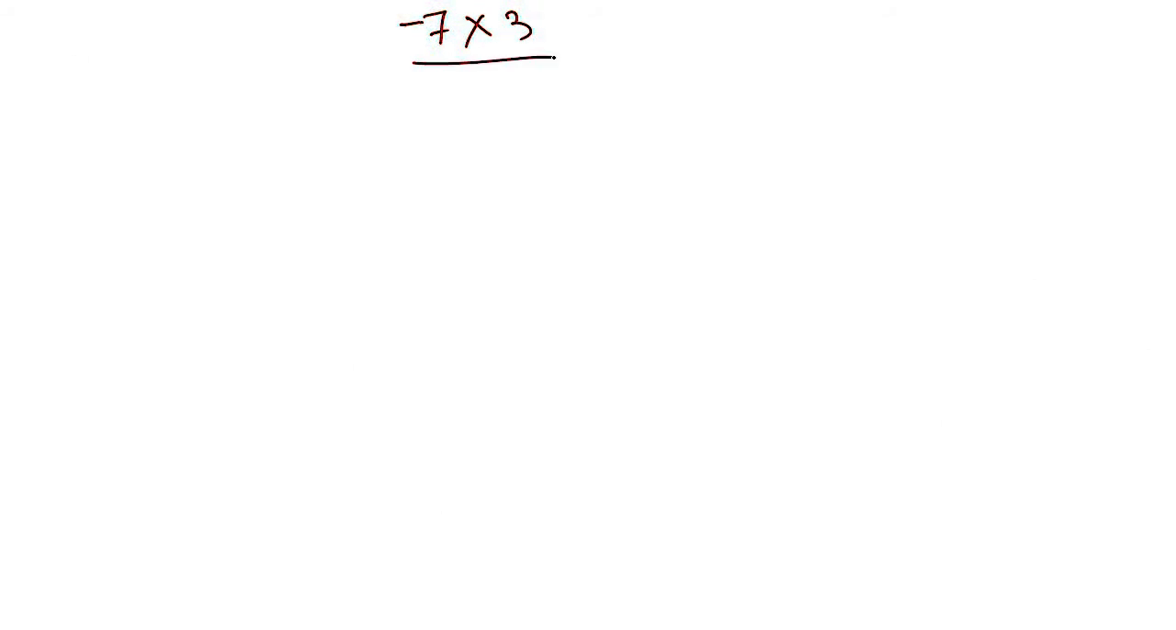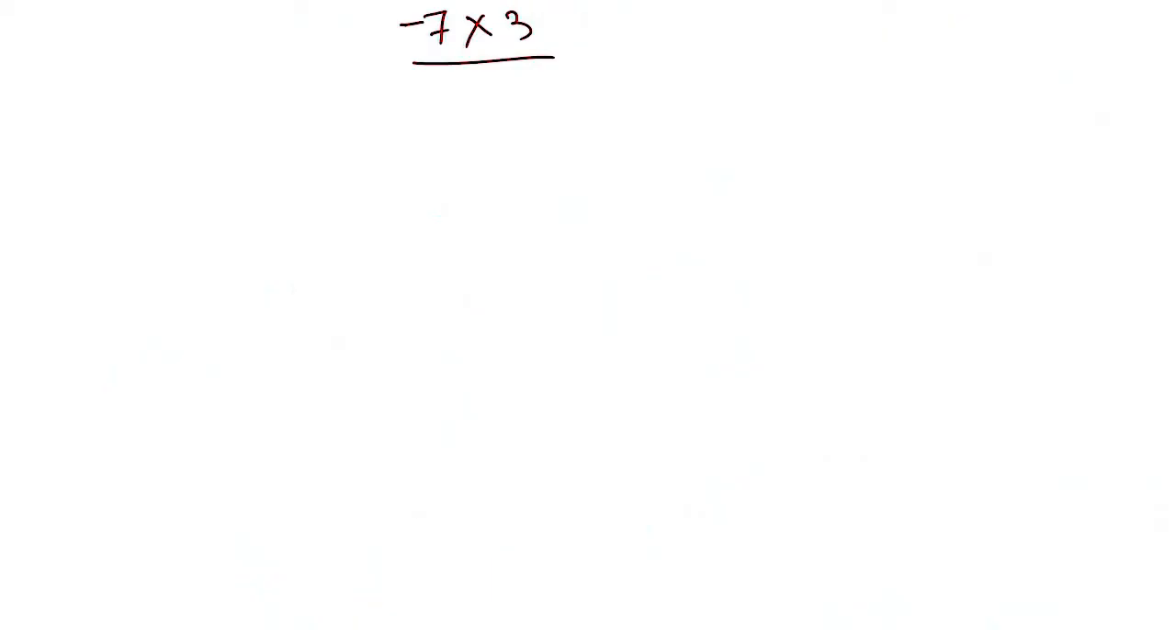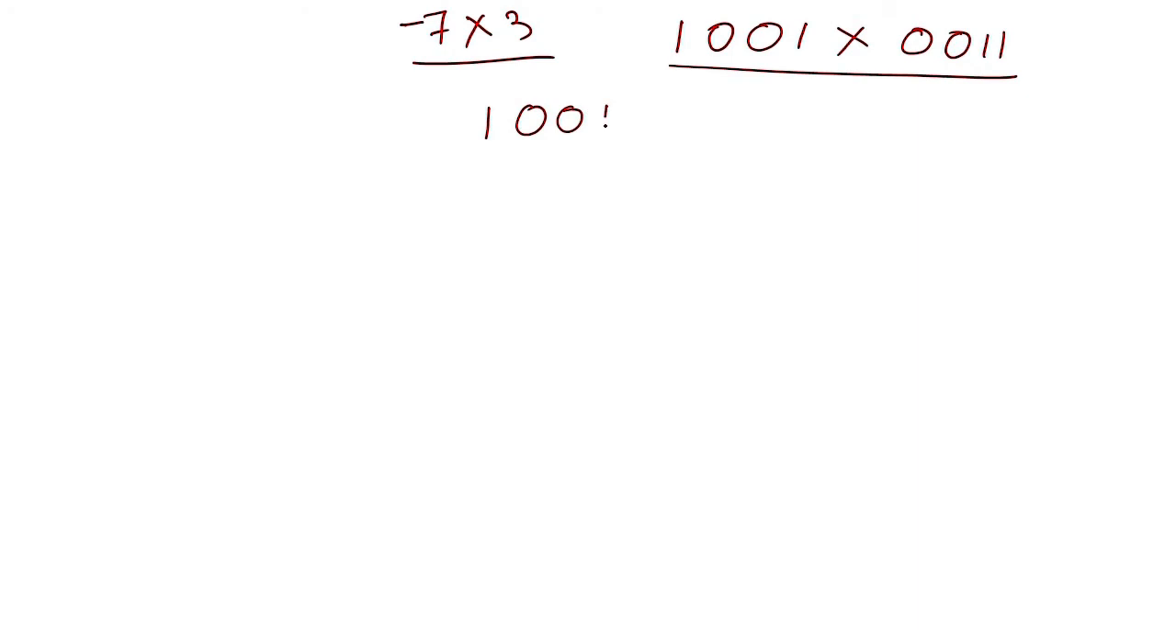So, what is minus 7? Minus 7 means we have to represent the 2's complement, that we know is 1 0 0 1. So, basically we are doing 1 0 0 1 into 3, which is 0 0 1 1. Let me write how we do it in the pen and paper method: 1 0 0 1, and then multiply with 0 0 1 1.